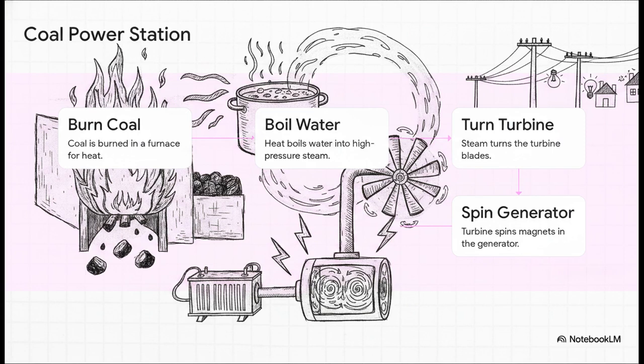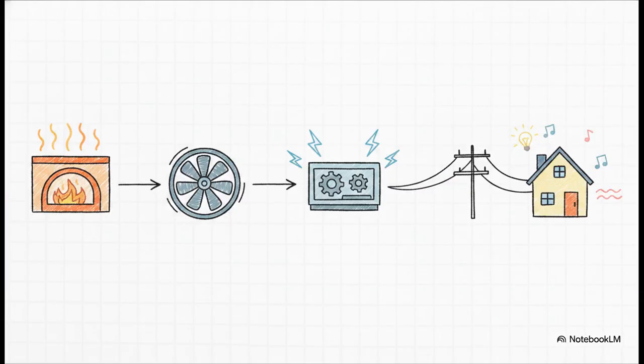Question 17. Explain the 5 steps of how electricity is generated in a coal power station. Step 1. We burn the coal in a furnace for heat. Step 2. That intense heat boils water to create high-pressure steam. Step 3. The rushing steam turns the massive blades of a turbine. Step 4. That spinning turbine turns giant magnets inside a generator to produce electricity. And finally, Step 5. A transformer adjusts the voltage so the electricity can safely travel through power lines right to you. Let's view that same beast through an energy lens.